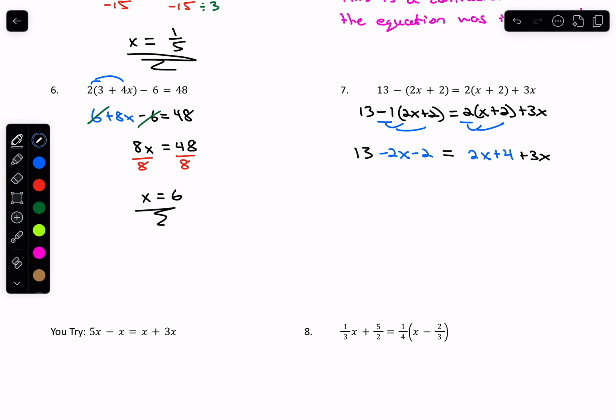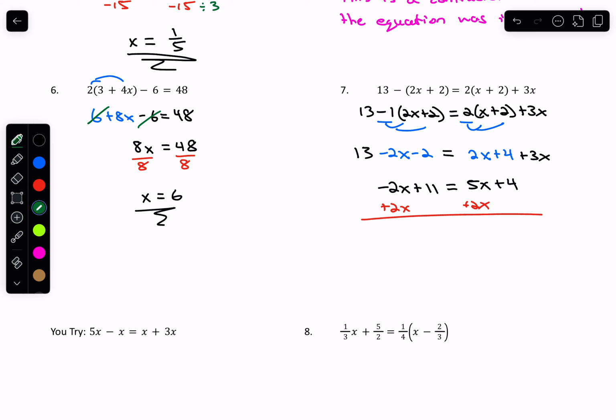On the left side, 13 minus 2 gives me 11. So I have negative 2x plus 11. And on the right side, 2x and 3x combine to be 5x, and we have a plus 4 there. All right, now I want to get all of the x's on one side. In this case, just to remind you that it's an option, I'm going to move the x's to the right side. So instead of subtracting 5x from both sides, I'm actually going to add 2x to both sides.